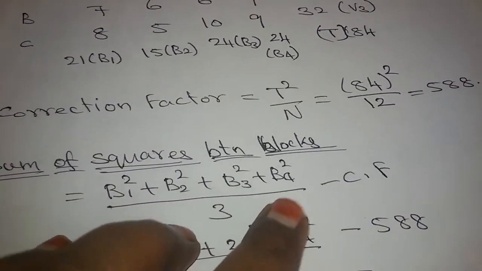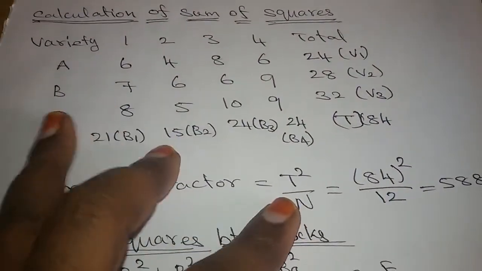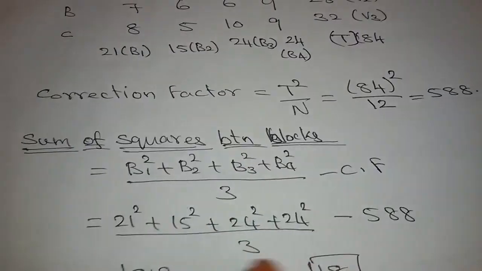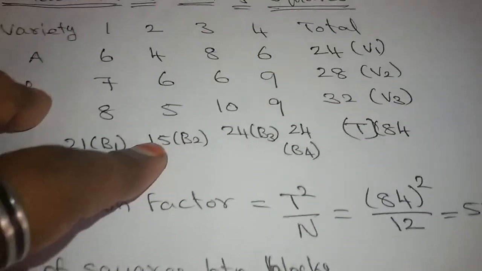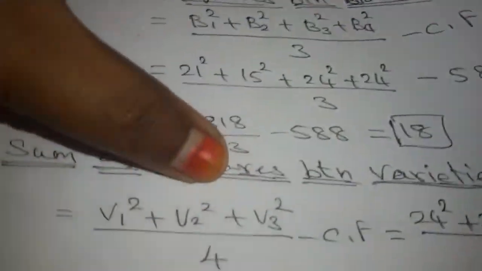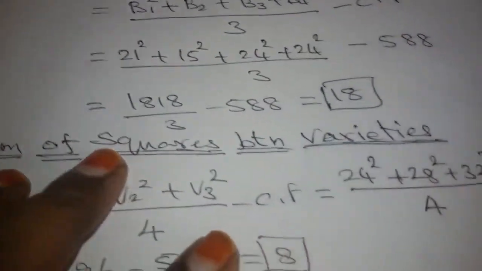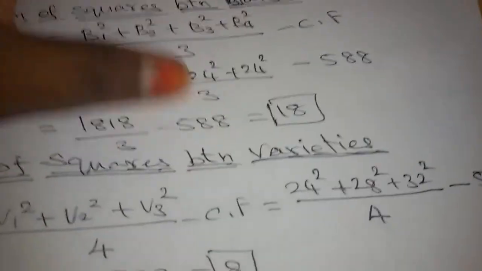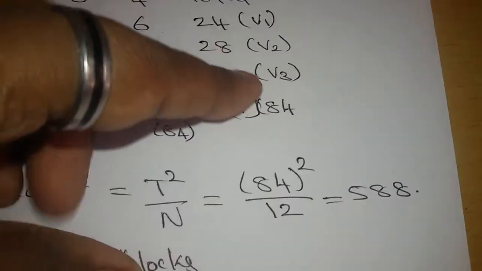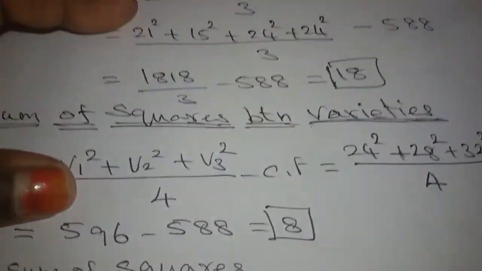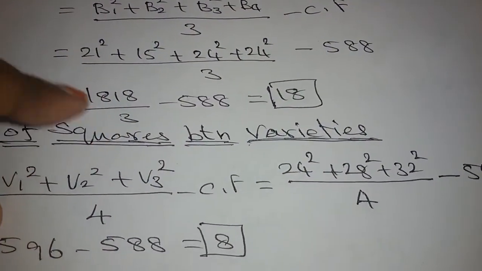Now the sum of squares between blocks is, this is the formula, B1 square plus B2 square plus B3 square plus B4 square divided by 3, because you have 3 rows here, minus correction factor. B1 is 21, B2 is 15, B3 is 24, B4 is 24 again. You substitute all the values, then you simplify, you get the value 18. Then sum of squares between varieties: V1 square plus V2 square plus V3 square divided by 4 minus correction factor 588.